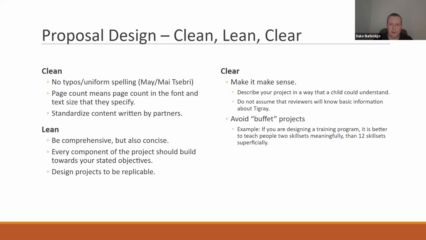Clarity is very, very important. If you take away anything from this, proposals have to make sense. You have to be able to explain it to a child and have them understand it. The reviewer may not know the details of what's happening in Tigray. They may not be an expert on the theme that your proposal is addressing. So you have to make sure that it's something that just a reasonably intelligent kid can understand. Because if not, it's going to be very difficult for them to read. It's going to be difficult to evaluate.